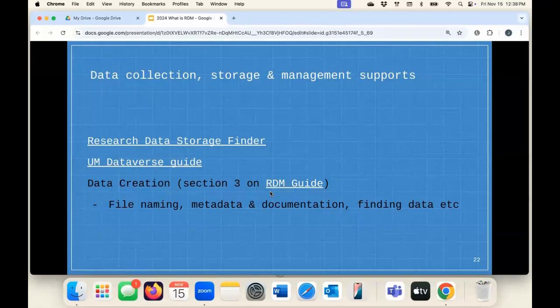And then if you're really unfamiliar with the discussion that I've been sprinkling through about naming files, talking about documentation, or even looking for where you could find data that already exists, the data creation section of the RDM guide might be a nice place to skim through. It's a long document with a bunch of different sections, and so data creation's in section 3.